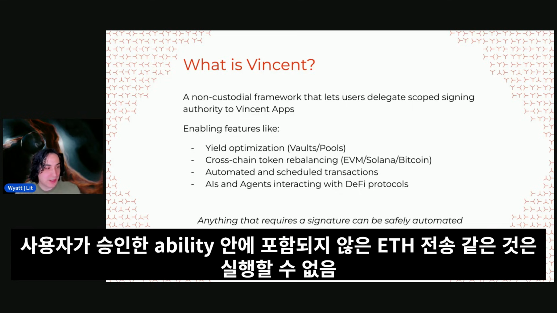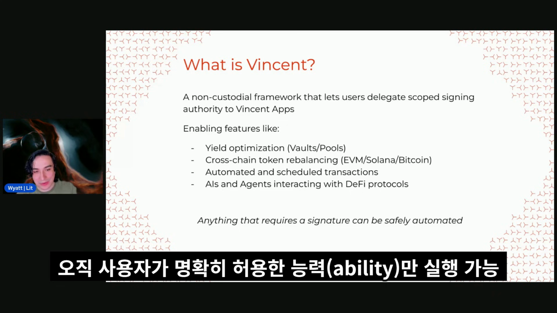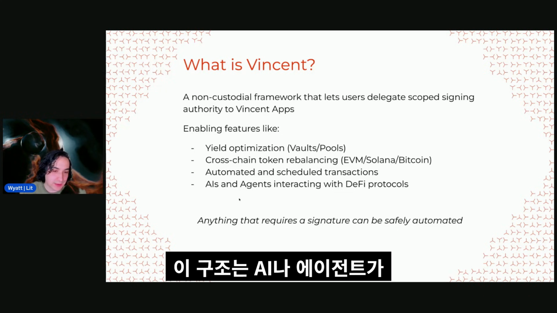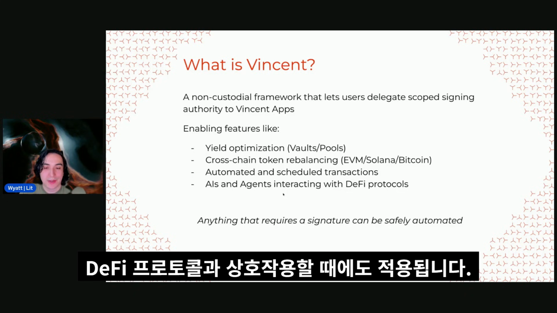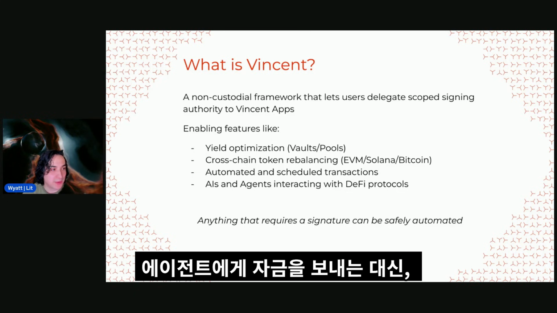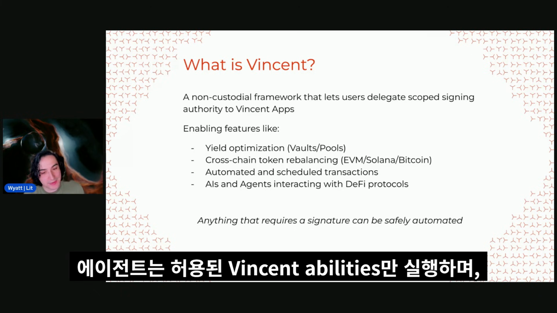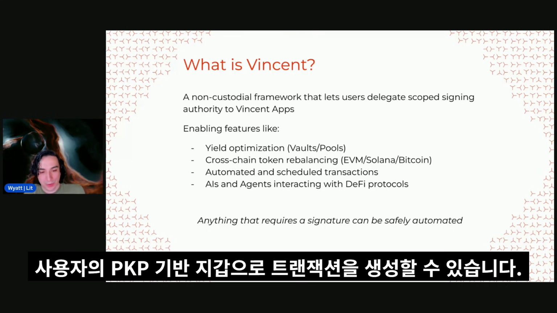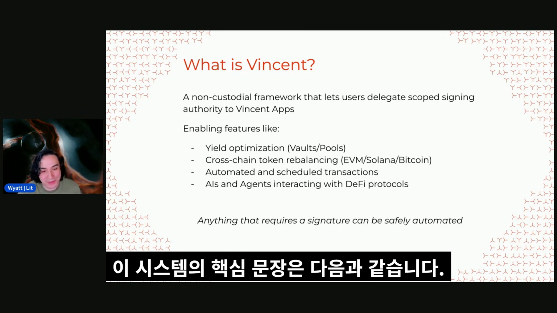They can't just execute an ETH transfer unless it's been wrapped in an ability that you approved specifically. Instead, they can only execute these Vincent abilities that you've permitted explicitly. And then this also extends to AI and agents interacting with DeFi protocols, where instead of the agent having a wallet that you would deposit into, the agent can just execute these Vincent abilities, which produce transactions using your Vincent agent wallet, your PKP.